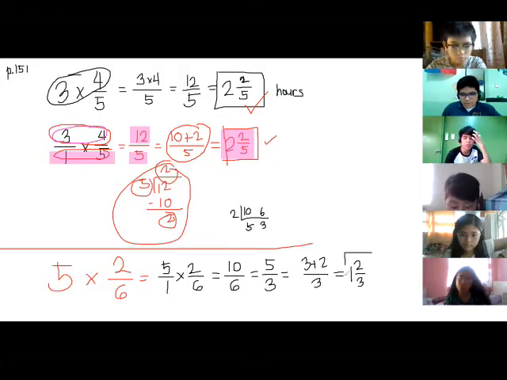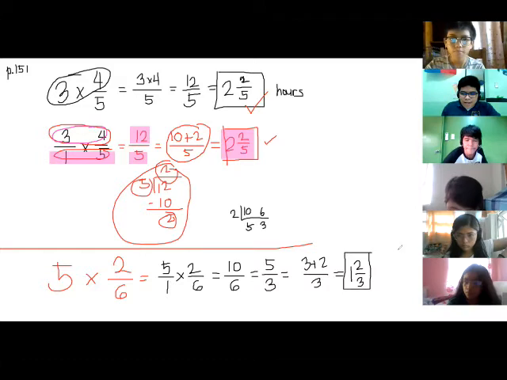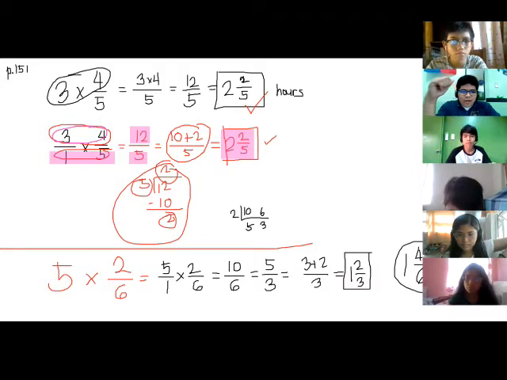1 and 2 thirds. That's the final answer. Yung iba ba, ang answer nyo ba ay 1 and 4 over 6? Sino nag-answer ng 1 and 4 over 6? Okay. Now, ang 1 and 4 over 6, that is not simplified.